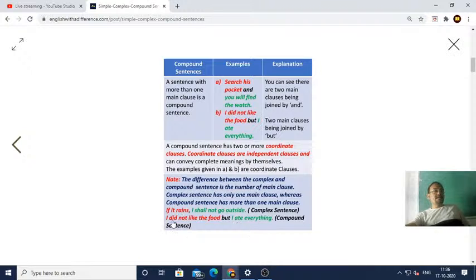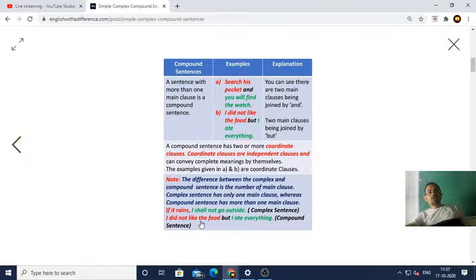But in the example, I did not like the food, but I ate everything. In this sentence, I did not like the food, I ate everything. In these two sentences, okay, you see both are independent and express complete meaning. Like I did not like the food as well as I ate everything. So both the sentences express independent meaning, being connected by but. Okay, so both the sentences are having main clauses, or coordinate clauses.